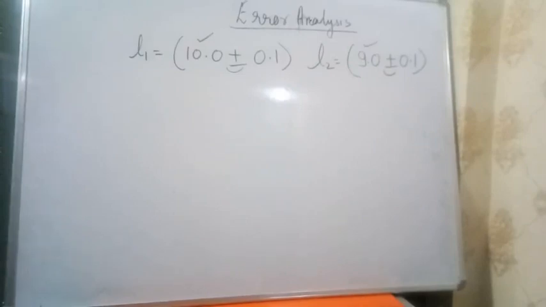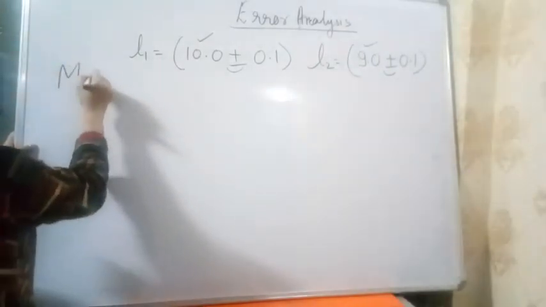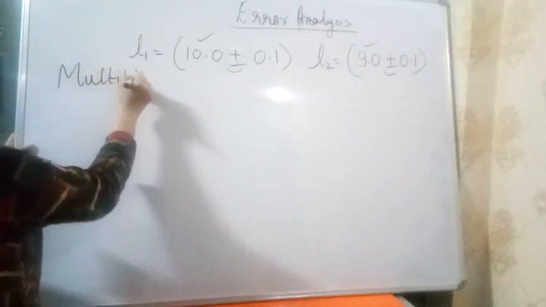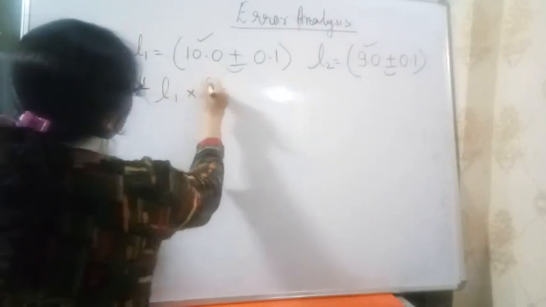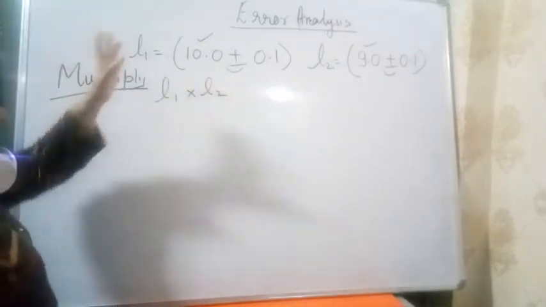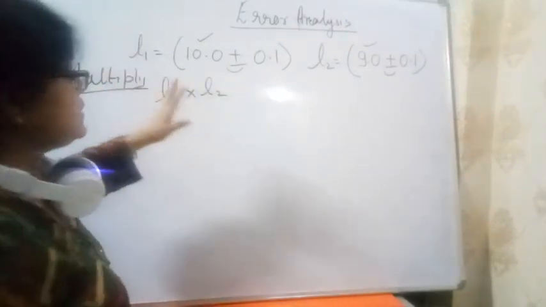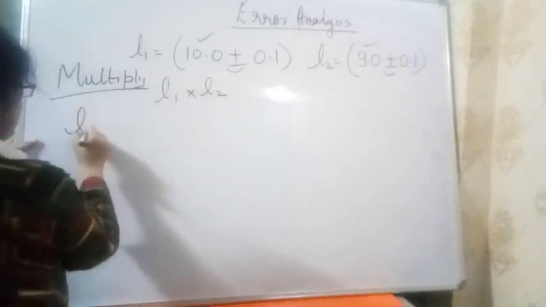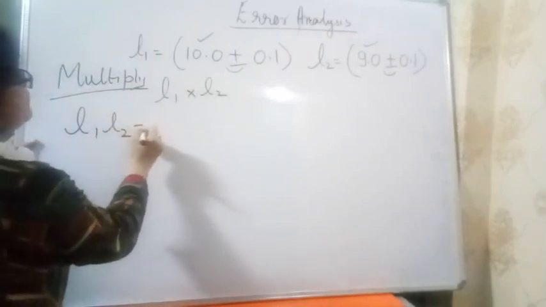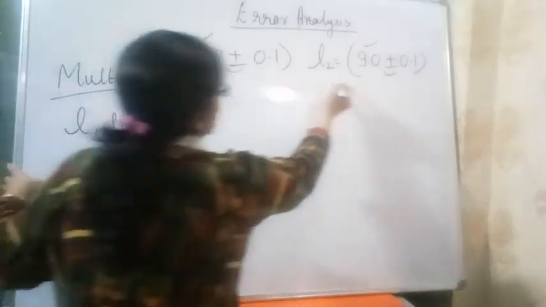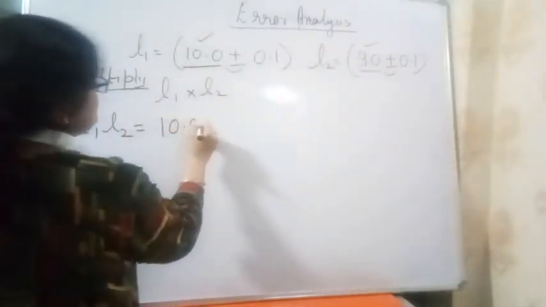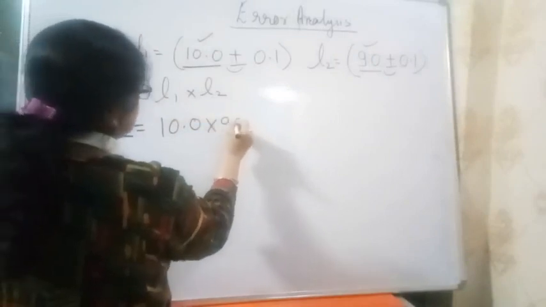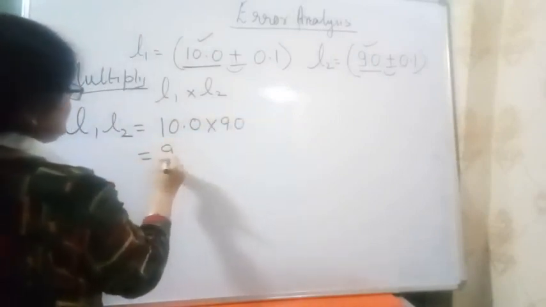Now I am going to tell you, if there are two values, how will we multiply them? That is L1 into L2. In this case, just see the steps. Firstly, find L1 into L2. That means you have to multiply this value and this value. These are the real values. That means 10.0 into 9.0. We have 90.00.